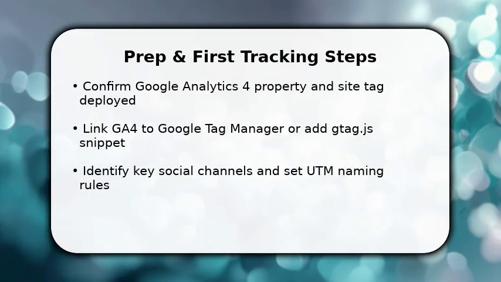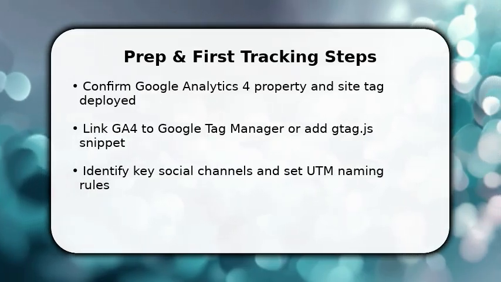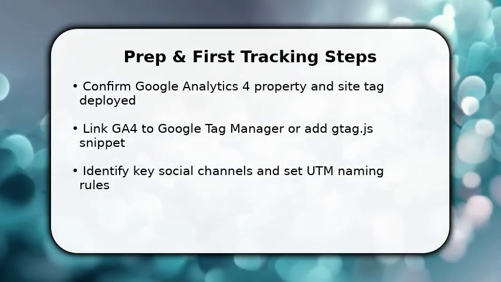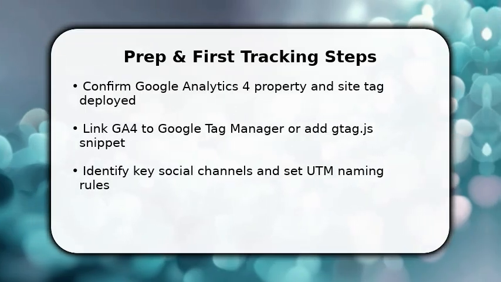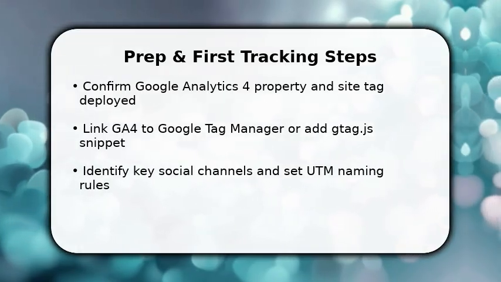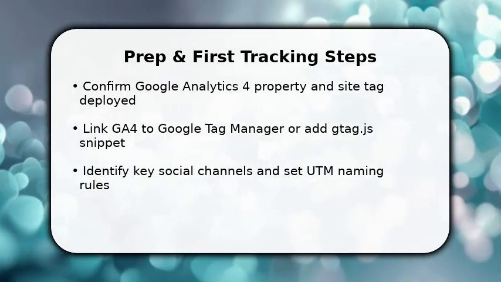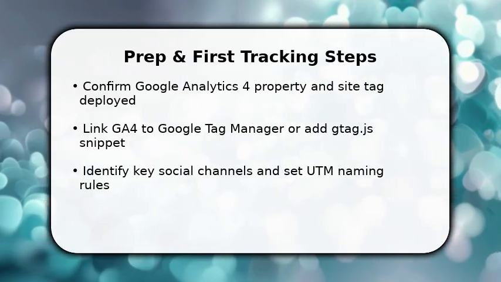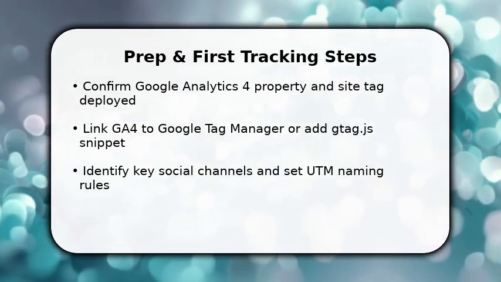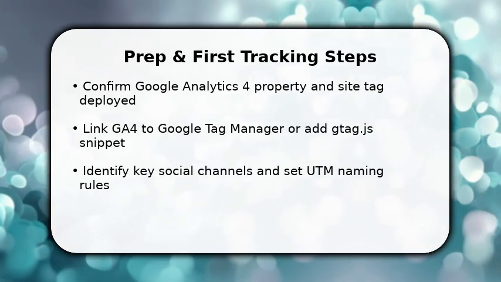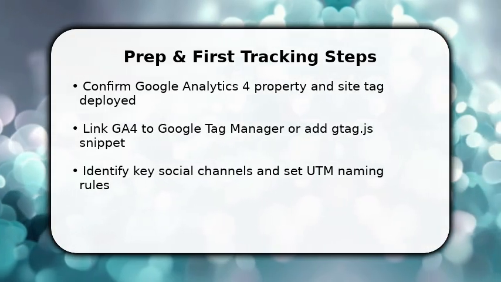You start by verifying the GA4 property and that the G tag or tag manager snippet fires on every page. This is essential. Next, create consistent UTM parameters for your social links so data remains clean. Use UTM source, UTM medium, UTM campaign. Once done, test a few tagged links in a private browser to confirm events appear in debug view.